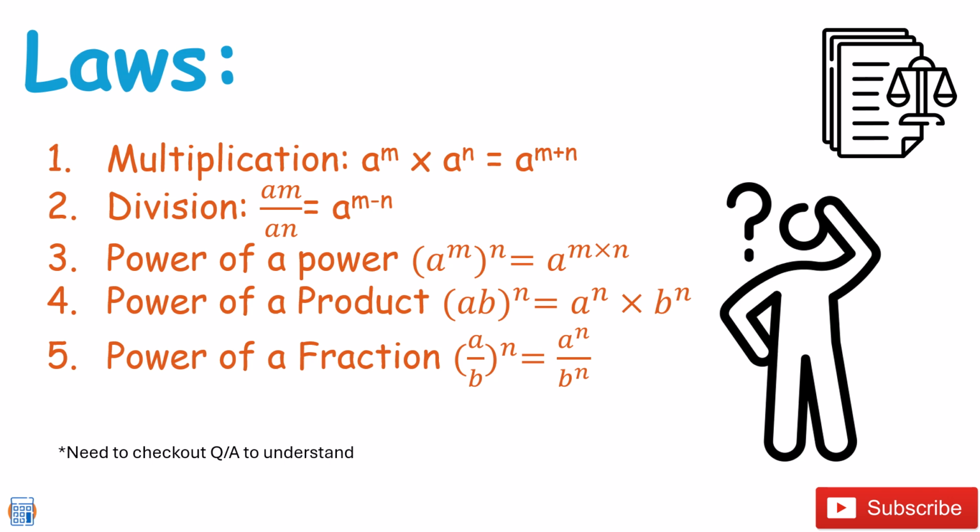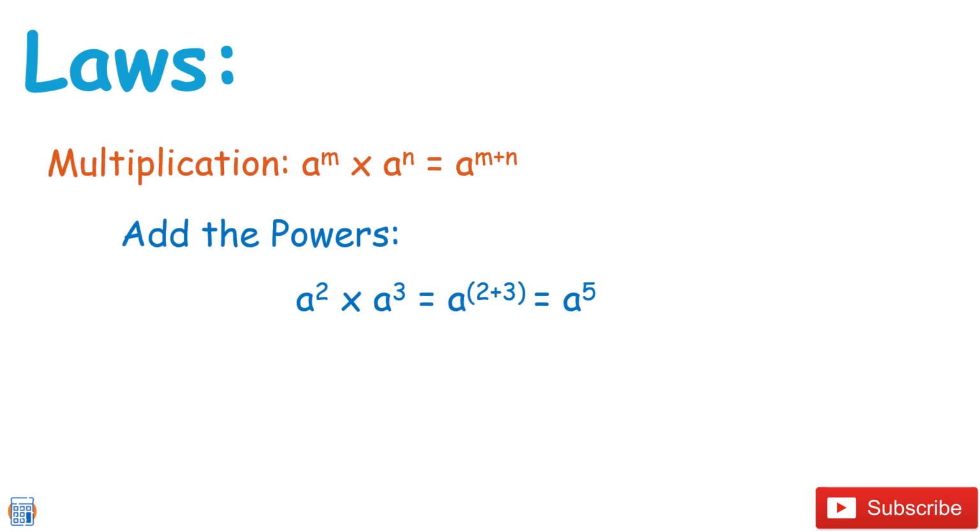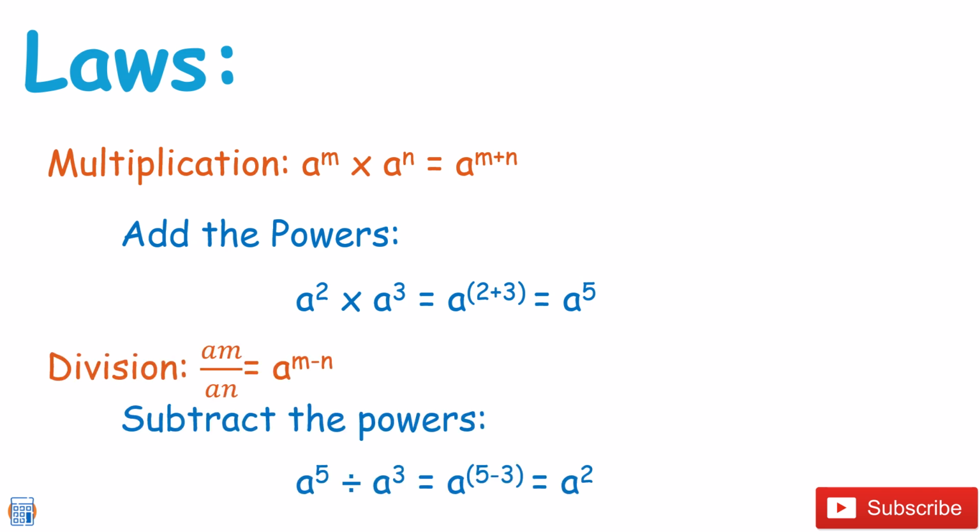So multiplication, basically you just add the powers, assuming the bottom number is the same. So if we have a squared times a cubed, add the powers, 2 plus 3, that gives you a to the power of 5. Moving on to the next one, division, you just subtract the powers, so a to the 5 divided by a to the 3, that's simply 5 take away 3, which leaves you with a squared.